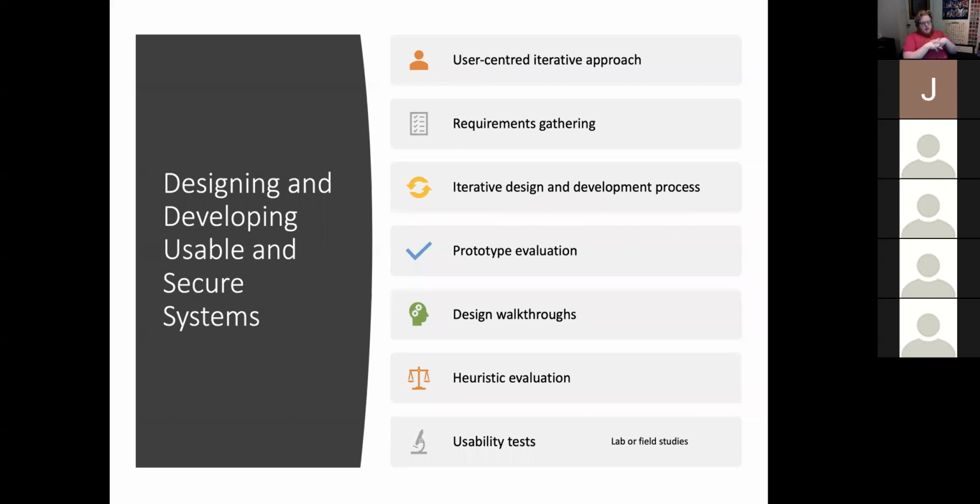So there are approaches that we can use, and these are approaches that you'll actually see in your design classes. So user-centric iterative approach. You see things like doing a user study. We want to see how the user reacts to our security policy. We want to see how long it takes them to figure out what their password is, how long it takes them to create an account.